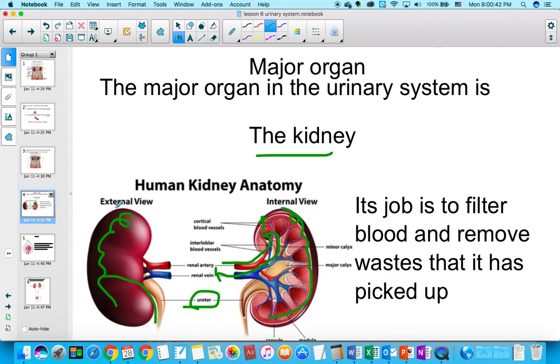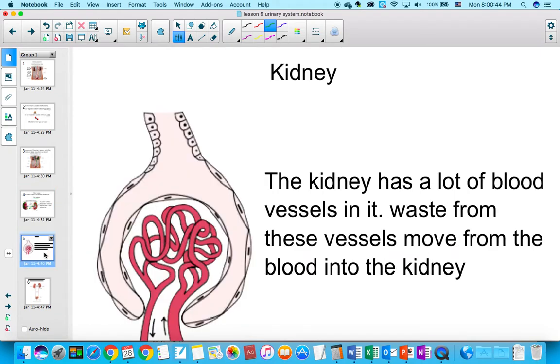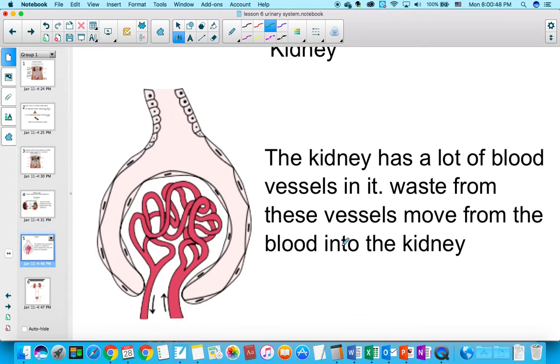And so that's why your urinary system is so important. The kidney has a lot of blood vessels in it, and waste from these vessels moves from the blood into the kidney. So again, to repeat, blood moves in, and it actually kind of looks like this.